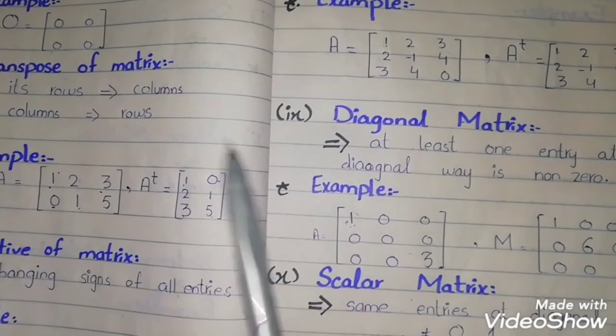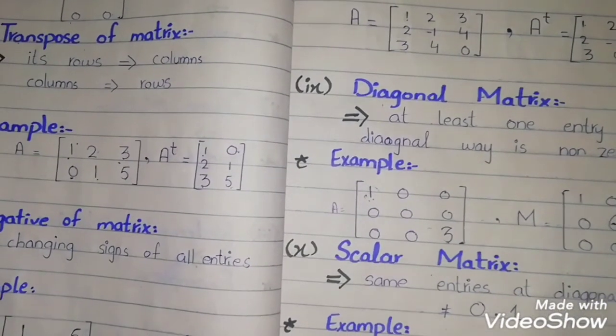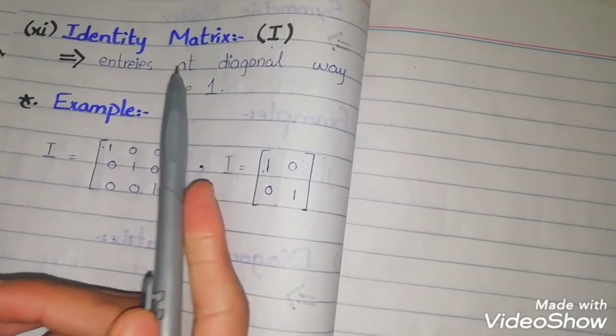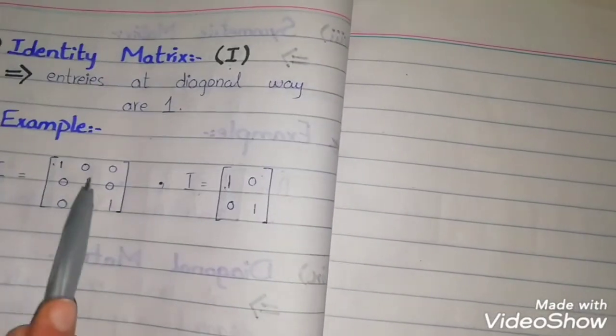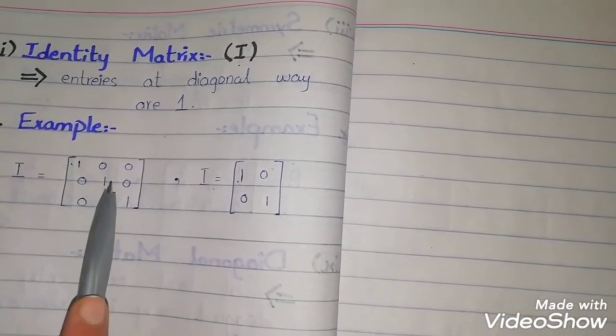The point I want to repeat is that in the diagonal matrix, scalar matrix and identity matrix, it is necessary that all the non-diagonal entries must be 0.